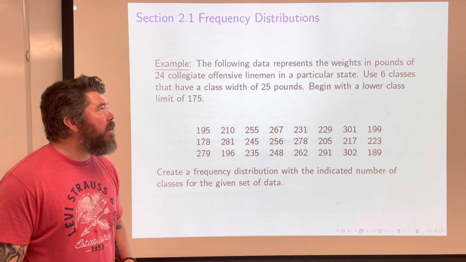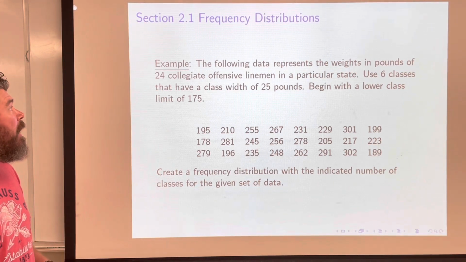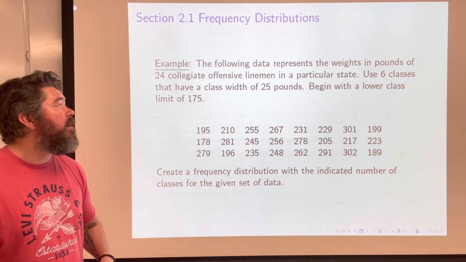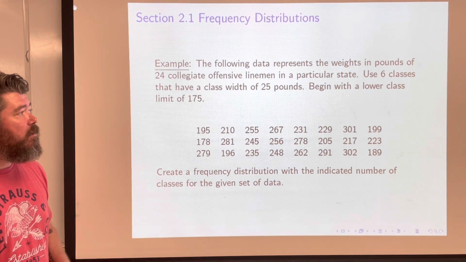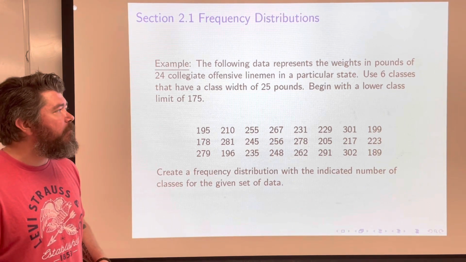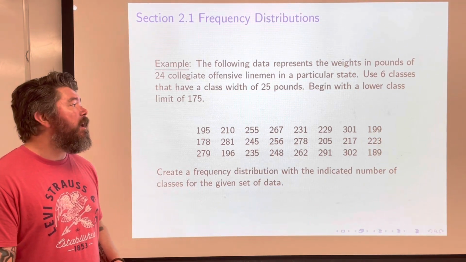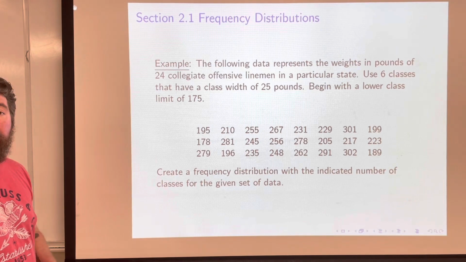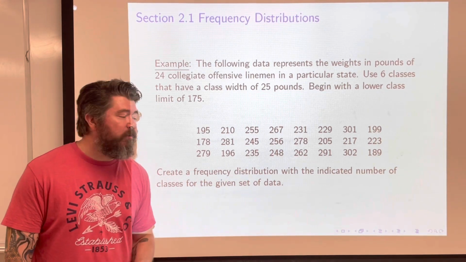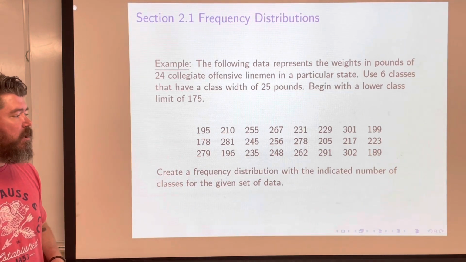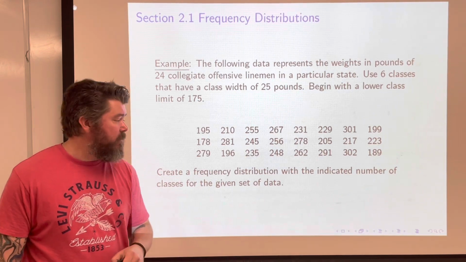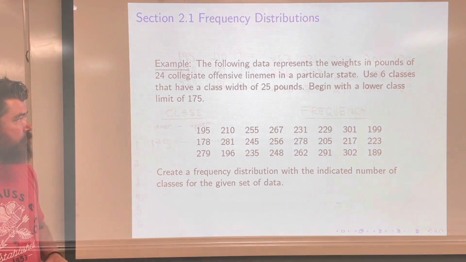The following data represents the weights in pounds of 24 collegiate offensive linemen in a particular state. Use 6 classes that have a class width of 25 pounds, and begin with a lower class limit of 175. What we want to do is create a frequency distribution with the indicated number of classes for the given set of data.